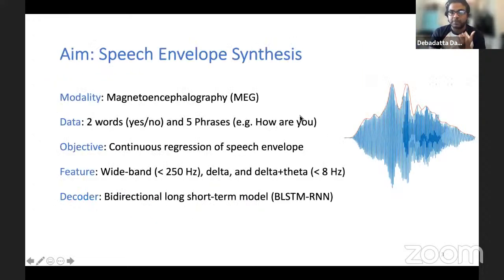With the aim of speech envelope synthesis, we are using magnetoencephalography, a neuroimaging modality that detects the magnetic fields in the brain corresponding to any postsynaptic neuronal activation. If you have heard about EEG, it collects the electric fields in the brain corresponding to any task. And whenever there is an electric field, there will be a corresponding magnetic field as well. So the idea here is that with EEG, when we collect the electric signals, they get distorted when we collect them outside of the brain.